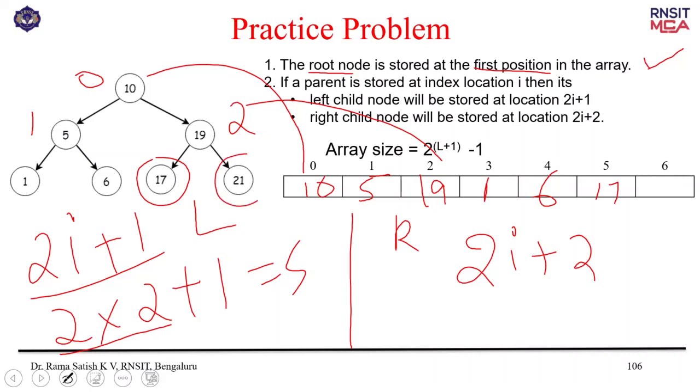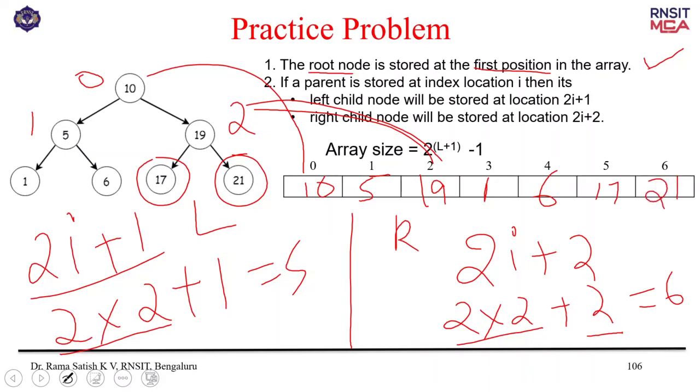Same way 21. 21 is a rightmost. So 2 into i plus 2. 21's parent is 19. 19's position is 2. So you write 2 plus 2. So 2 into 2 is 4, 4 plus 2 is 6. So 6 is the position where 21 is going to be stored. So like this.